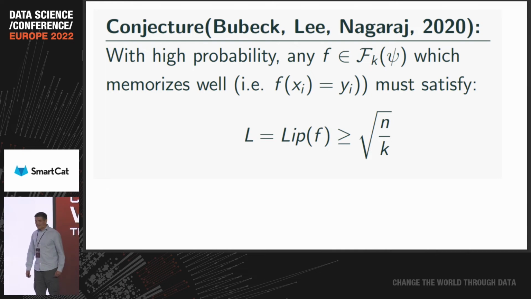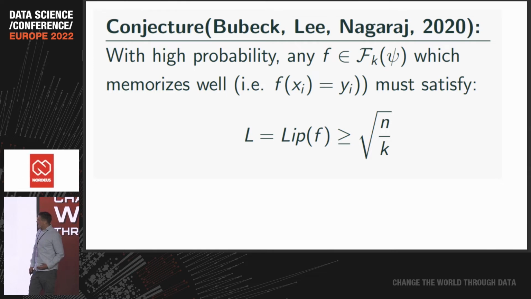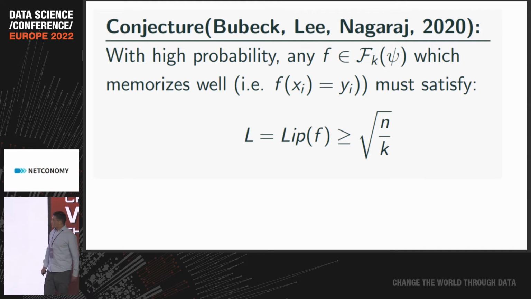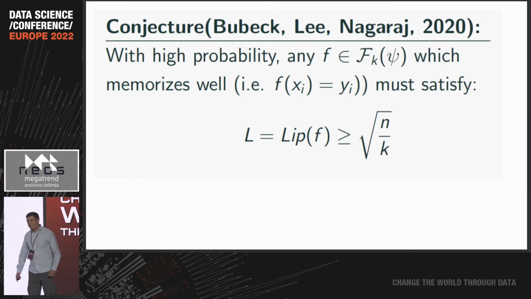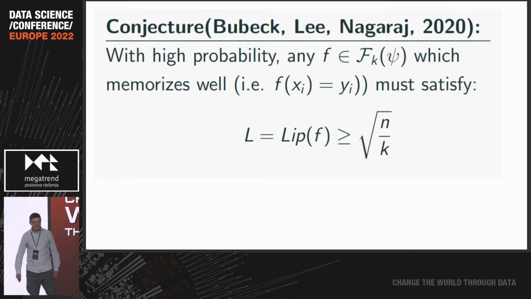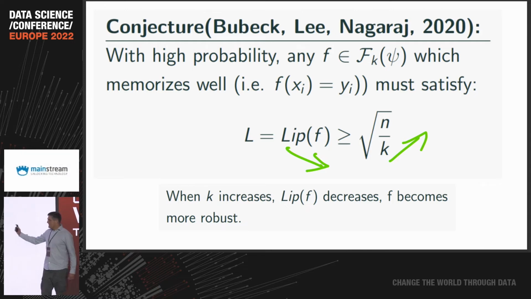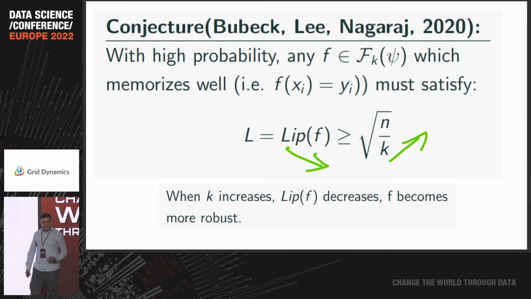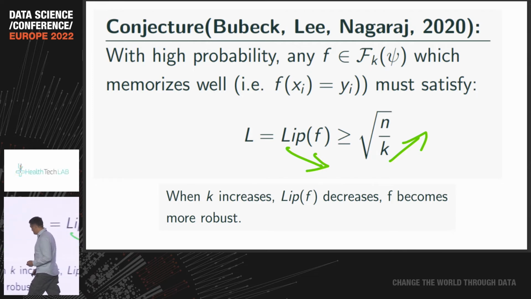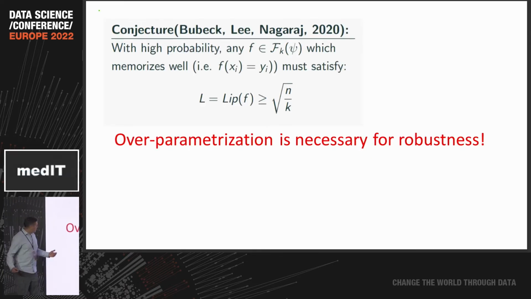They said that this Lipschitz constant with high probability is of order square root of n over k, and this is a theorem. This was a conjecture, and later it was partially proved as a theorem, not at a university but at Microsoft. Today, theorems are proven in big tech companies. From here, it is clear that if k increases, the number of neurons increases, the Lipschitz constant decreases, and our neural network becomes more robust, smooth, intelligent. So, ergo, the conclusion: overparametrization is necessary for robustness.